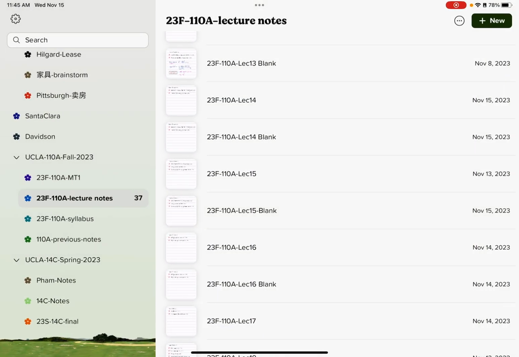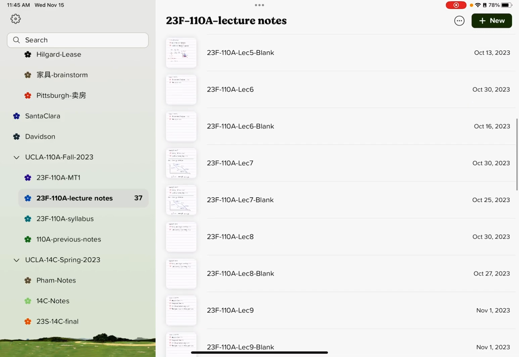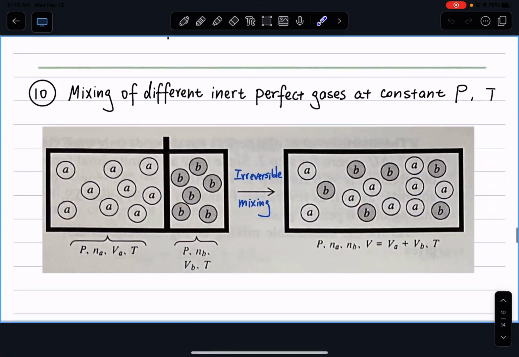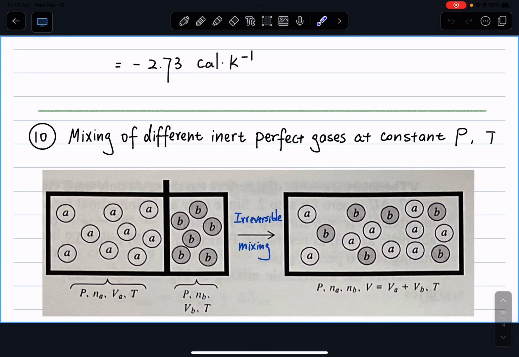And let's just quickly go over the lecture notes. I'll pause and ask you to raise your hand if you want me to do an example question on our Friday lecture, and we'll see how that goes. So last time we finished at the end of lecture 7, which is mixing of different inert perfect gases at constant PT. Do you want me to do more examples on this one? Okay, raise your hand if you want me to do more practice examples on this topic.